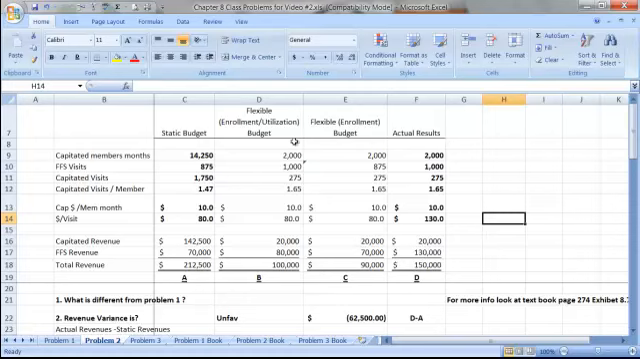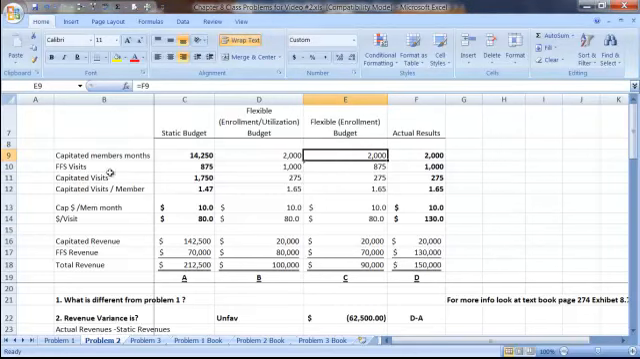So now you'll notice what we have here in these two budgets. All we're doing here in the flexible enrollment budget is putting in how many capitated months we actually had, and we're leaving the fee-for-service visits at our static budget, and we're letting this calculate out. Everything else is the same, and it's going to calculate for this amount.